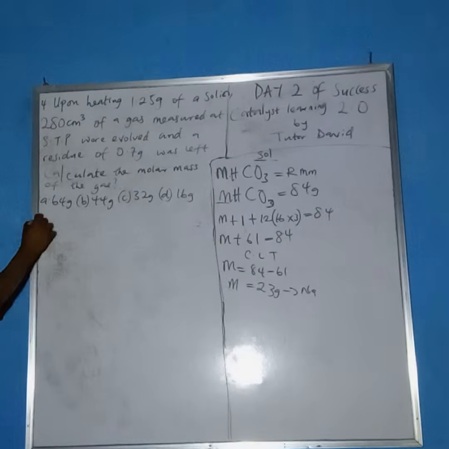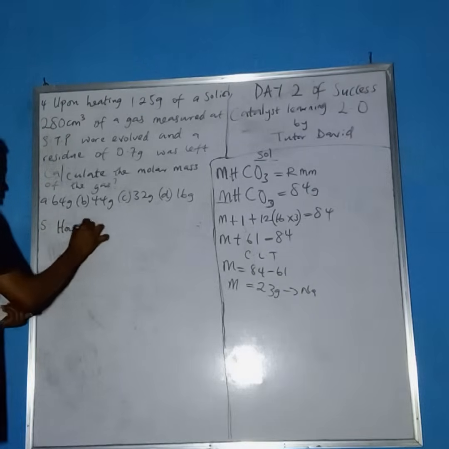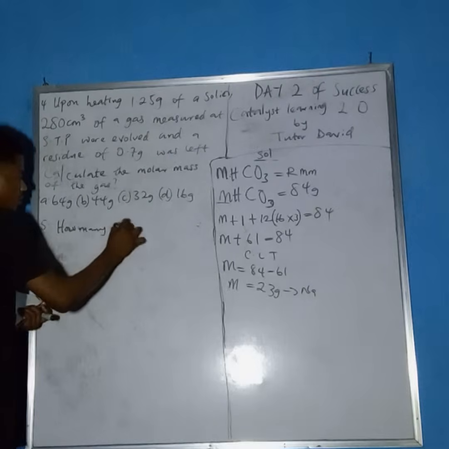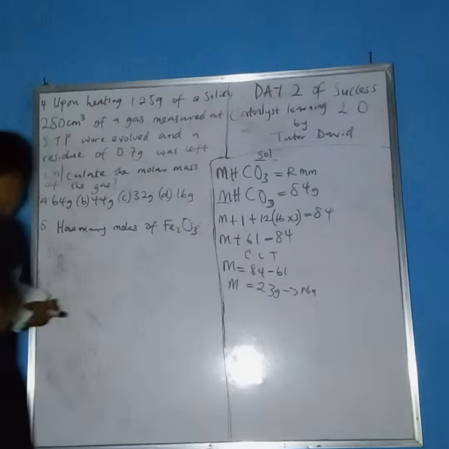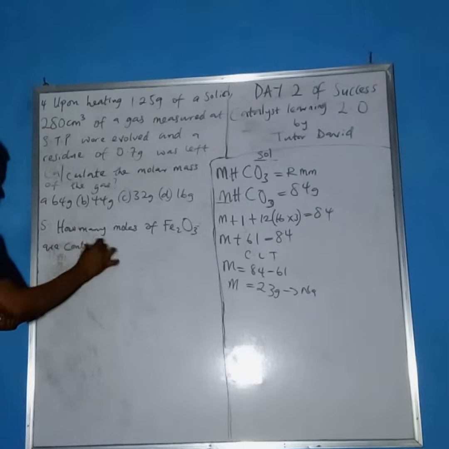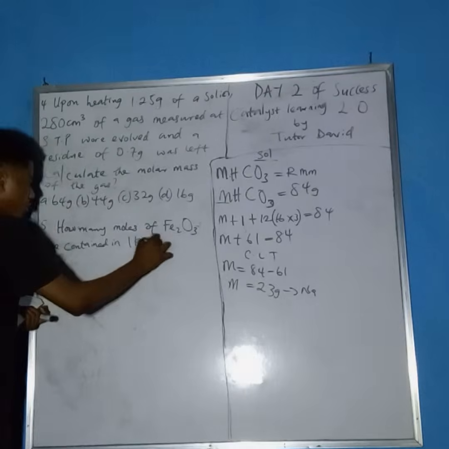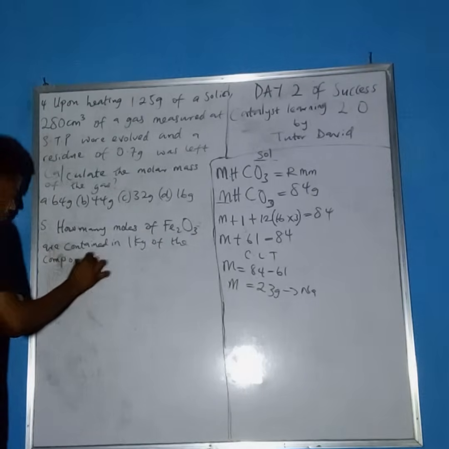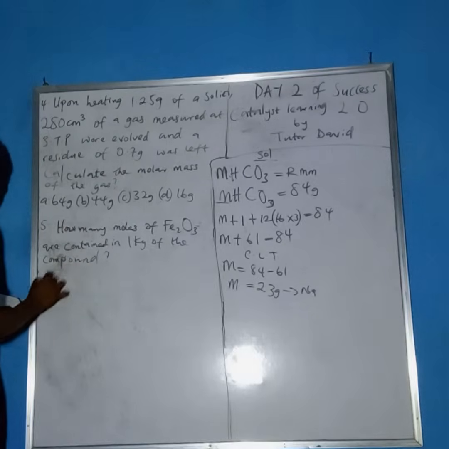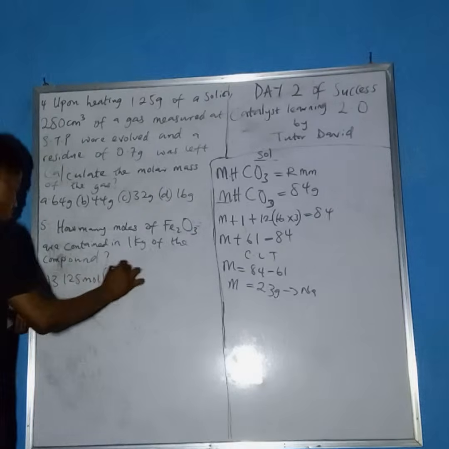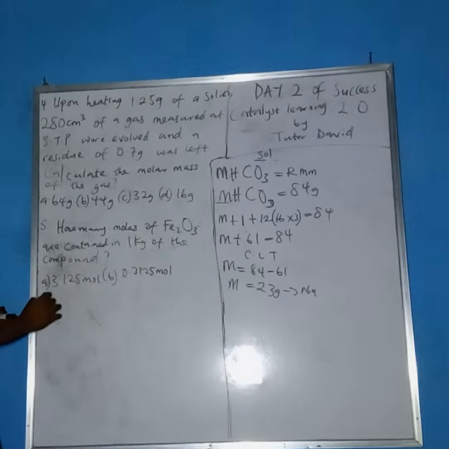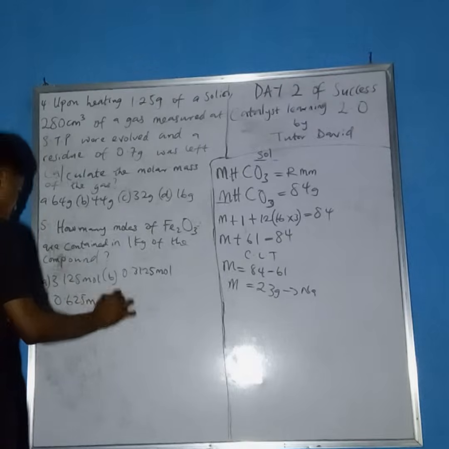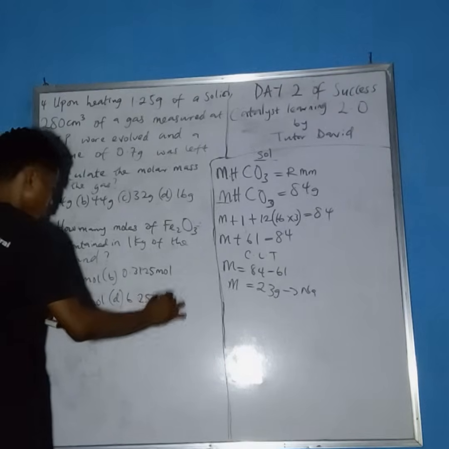Right, now question 5, our next question. These are 5 questions for tonight. How many moles of iron(III) oxide are contained in 1 kilogram of the compound? It's not very difficult at all. Option A, 3.125 mole. Option B, 0.312 mole. Option C says 0.625 mole, and option D, 6.25 mole.